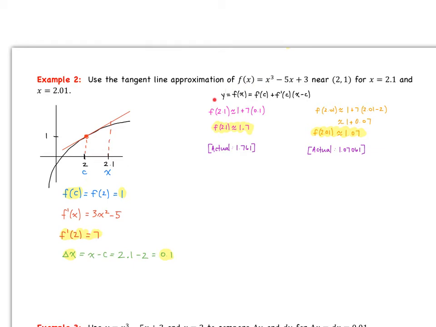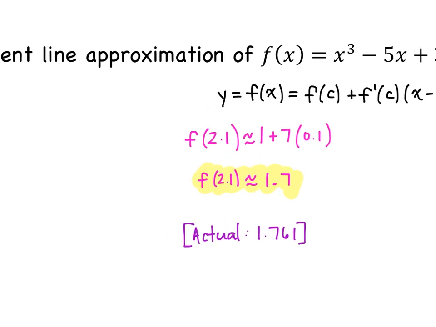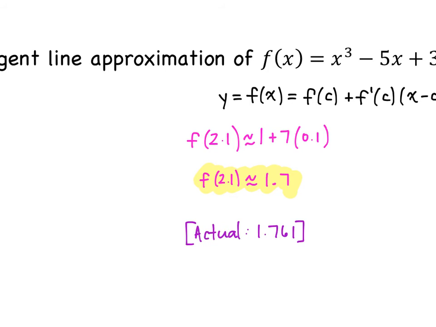All right, so remember our tangent line approximation is f of c plus f prime of c times x minus c. Let's find what f of c is. c is 2, that's where our tangent line is. So f of 2 is going to be 1 when all is said and done. Taking the derivative of f, we get 3x squared minus 5. Evaluating f prime at 2, we get 7. Then our delta x for our first approximation, x minus c, is going to be 2.1 minus 2, or 0.1.